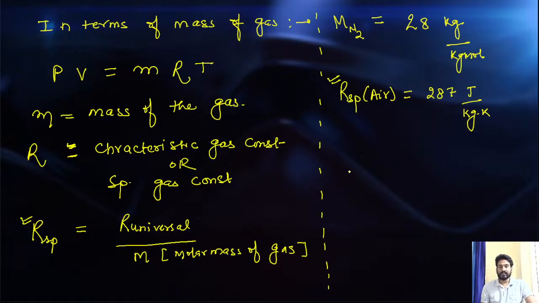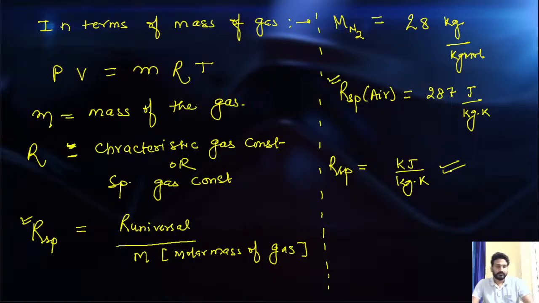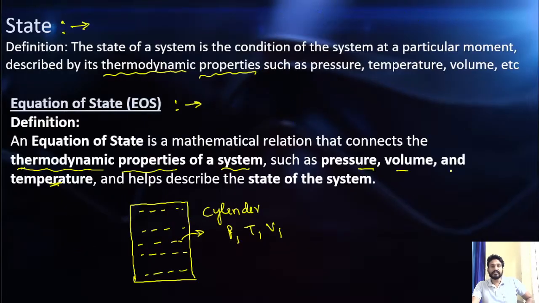So you can say, what is the unit of R specific? R specific unit is kilojoule per kilogram per Kelvin. This is the unit of the R specific. Okay, right. So this is my equation of the state.